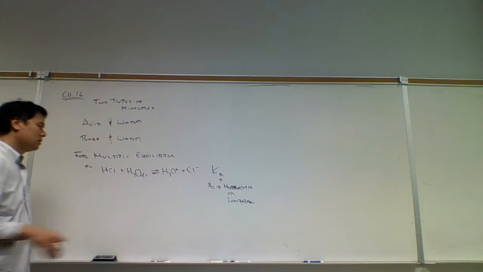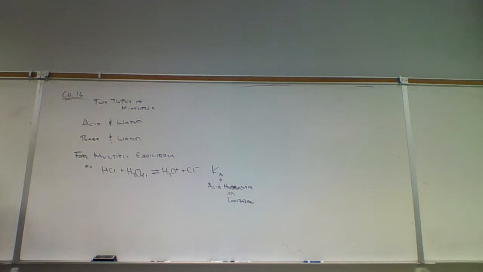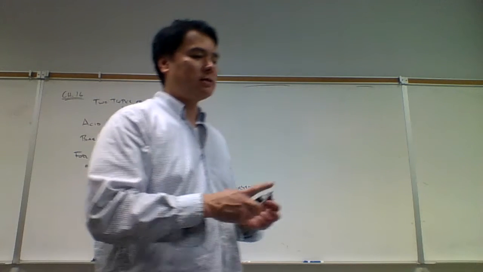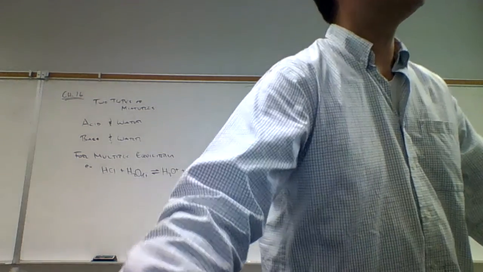But we like to do hydrolysis like this, HCl plus water. Kas are very common. The acid hydrolysis constants are usually found on the table. And so let's take a look at the table up here in the room. Let's see it over here.